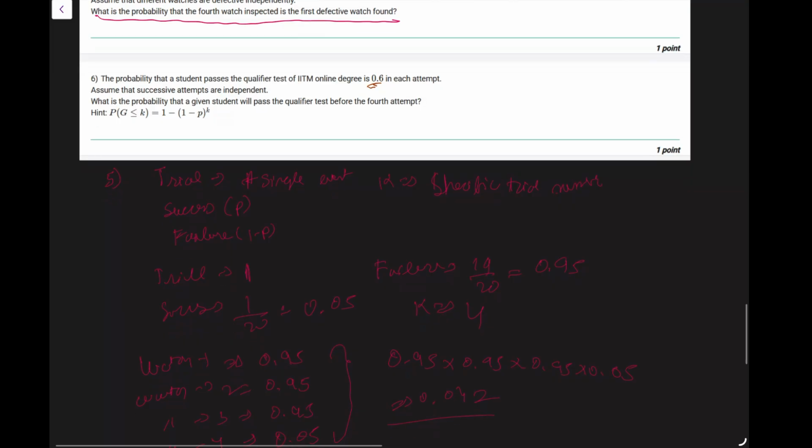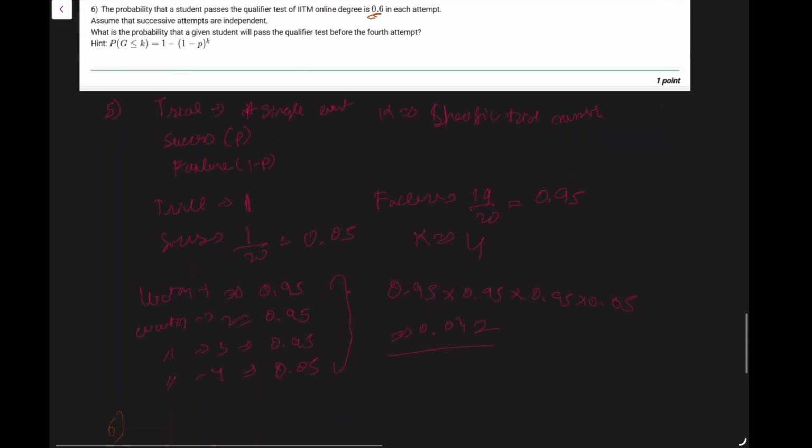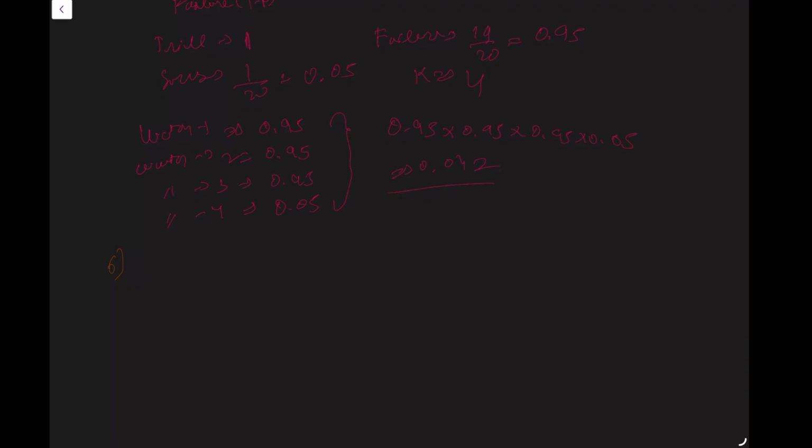Here we go. In the previous question, what we were doing was finding the probability that exactly the fourth watch is defective. Here, we are finding the probability that a given student will pass the qualifier before the fourth attempt. This question is slightly different. It is not asking for the probability of passing on a specific attempt, but by a certain time. So before the fourth attempt means the student passes on attempt one.